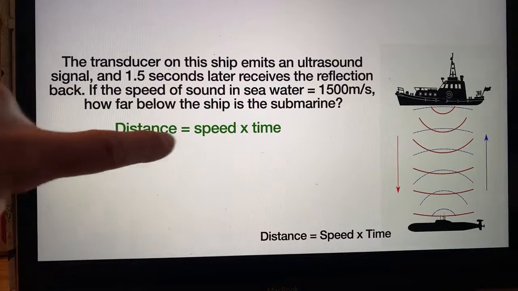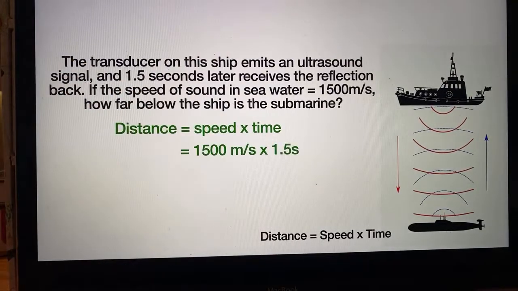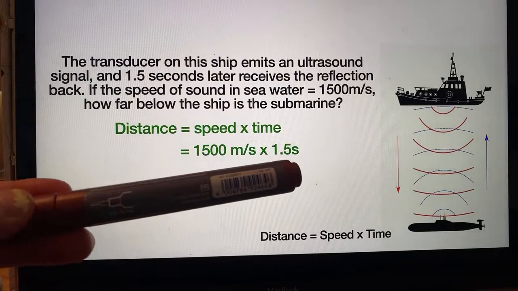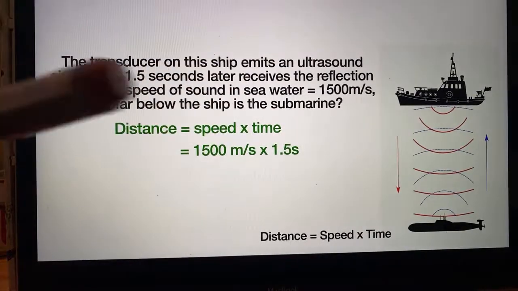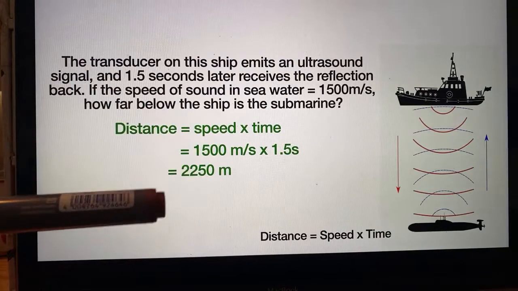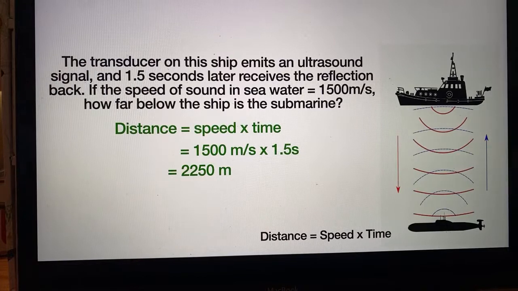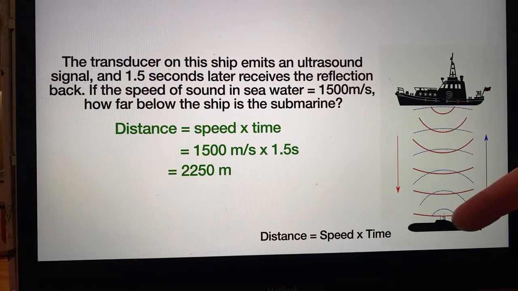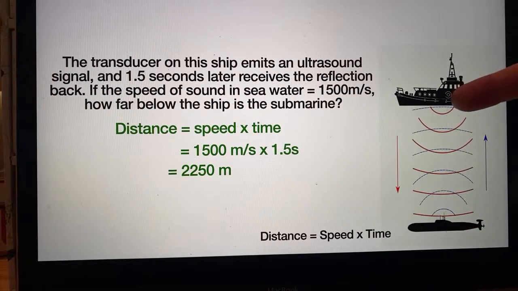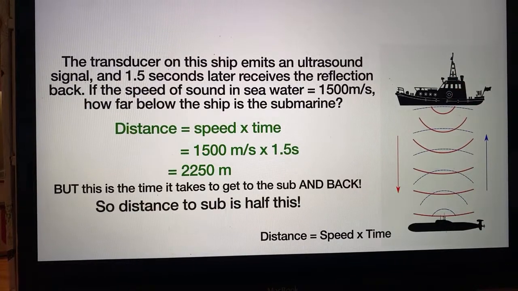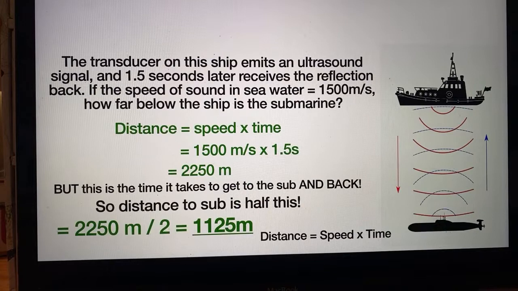So I'm going to write down distance equals speed times time. And what are the speeds and times that we want to put in? Well, I'll put in the speed, which is the speed the wave is going at, and the time it took to get all the way back to the ship, 1.5 seconds. Times those together, and you get 2,250 metres, but that's the distance from the ship to the submarine and back again, isn't it? We only want the distance from the ship to the submarine, so we've got to divide it by 2. And we do.